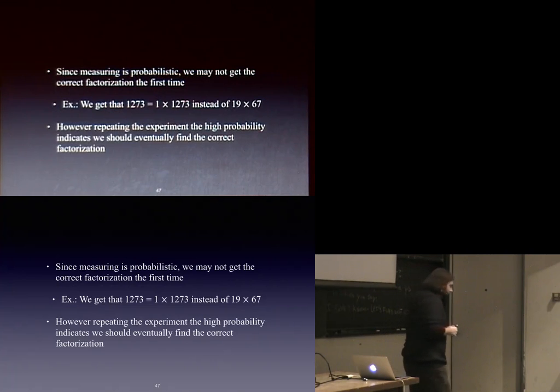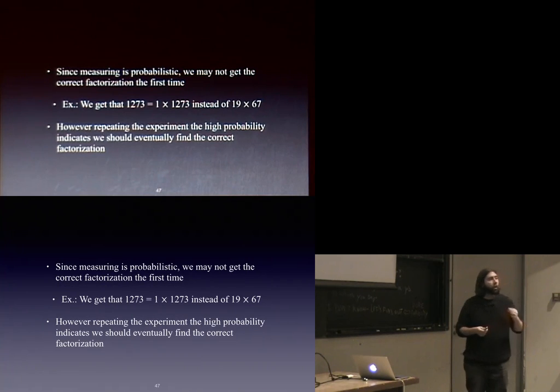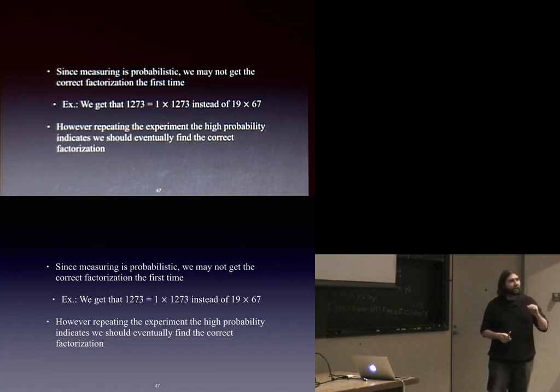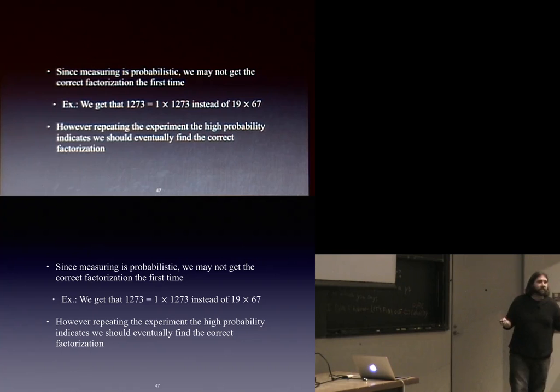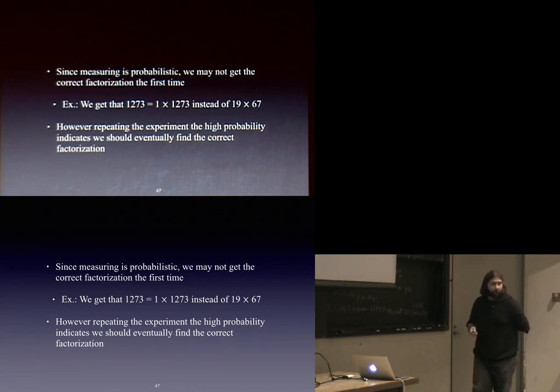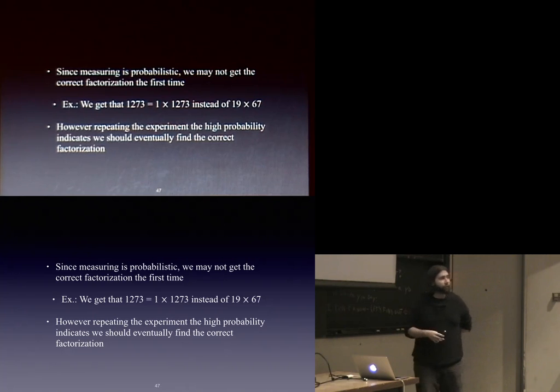However, of course, the measurement is probabilistic, so you won't always get the answer on the first try, but you can prove mathematically that it's very, very likely that you will get the answer after a small number of steps. So what could go wrong? Let's say we're trying to factor the number 1273. The algorithm could, for instance, tell you that it factorizes as 1 times 1273 instead of 19 times 67. But if I run it again, eventually I should hit it on the head. It is technically probabilistic, so if you were very, very unlucky, it could take you a large number of steps, but you should eventually hit it.